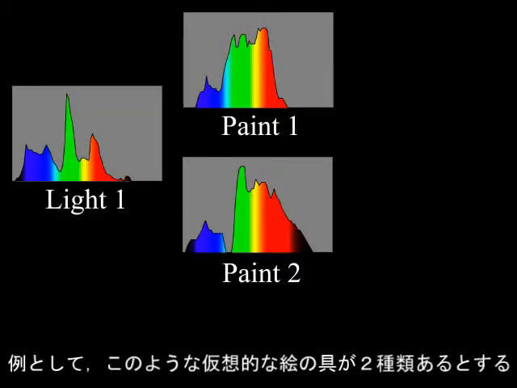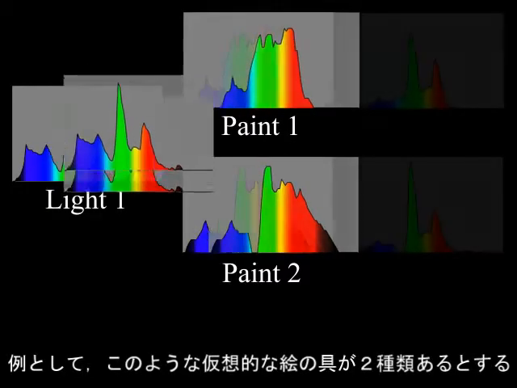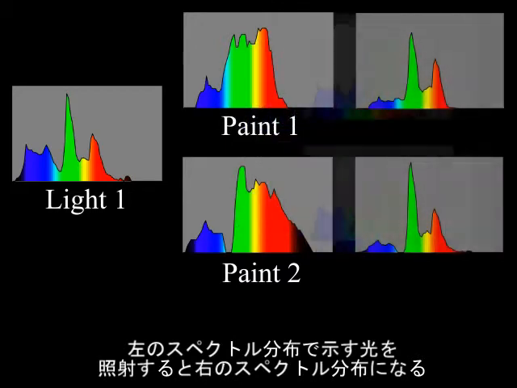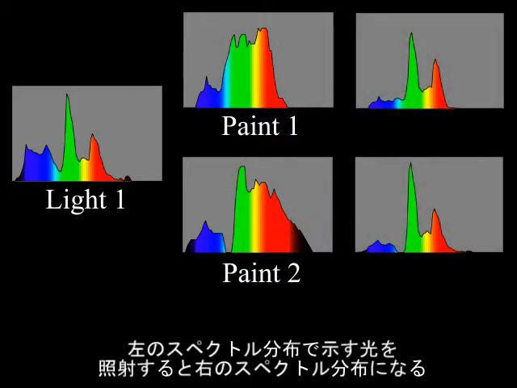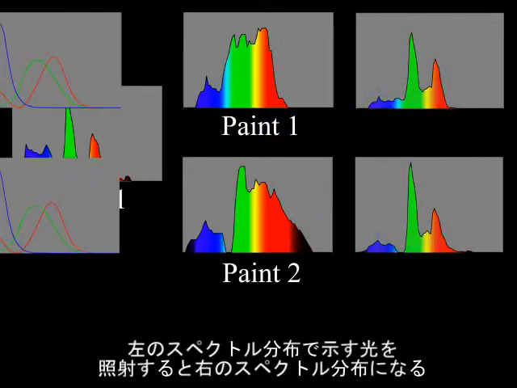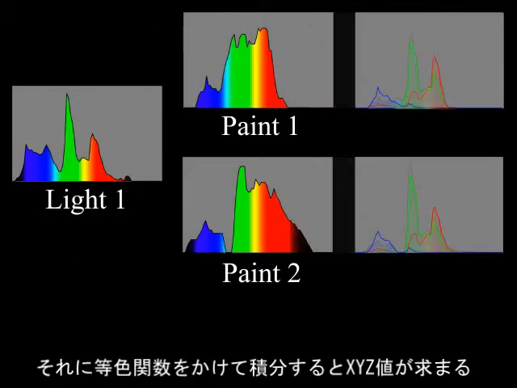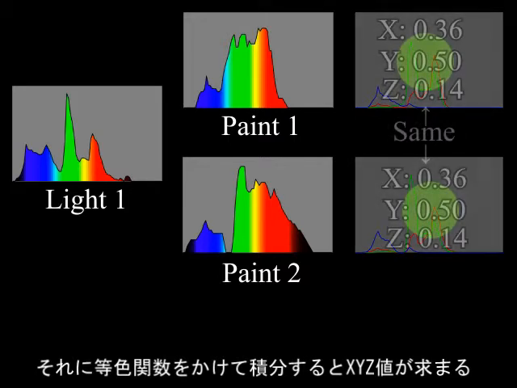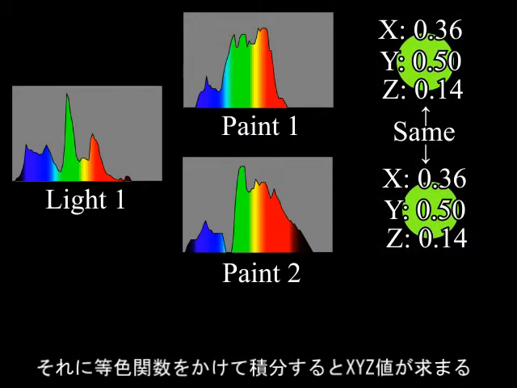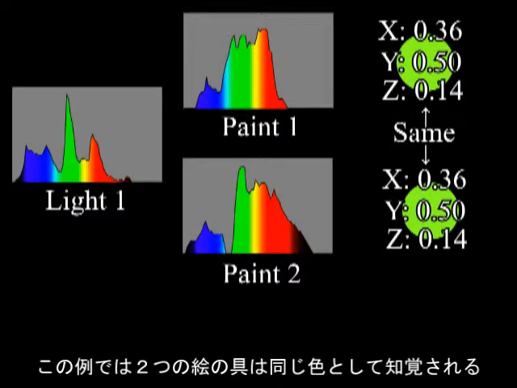For example, let us think about two virtual paints shown here. Spectral distributions on the right are derived when illuminated by the light on the left. Such spectral distributions are multiplied by spectral sensitivity, which results in an XYZ value after integration. In this case, the two paints are perceived as the same colors.